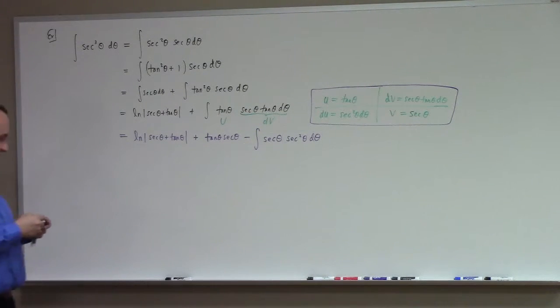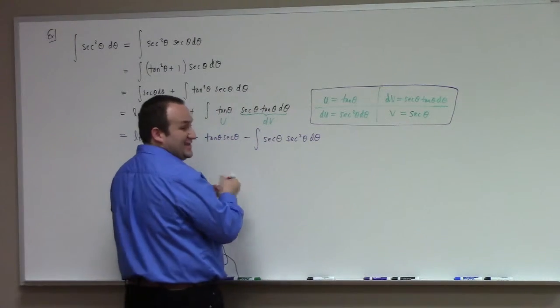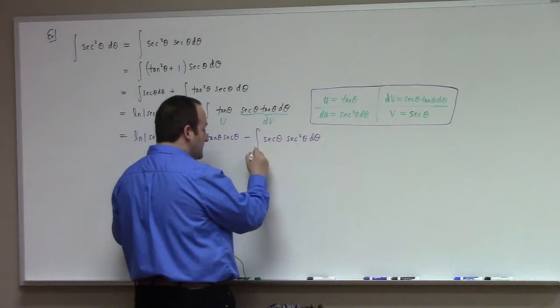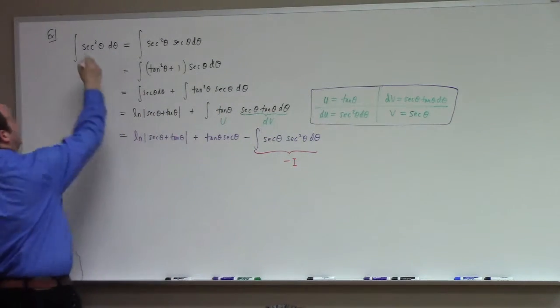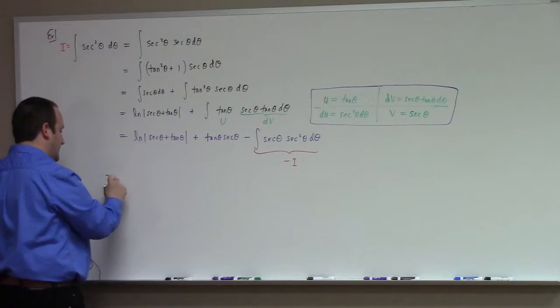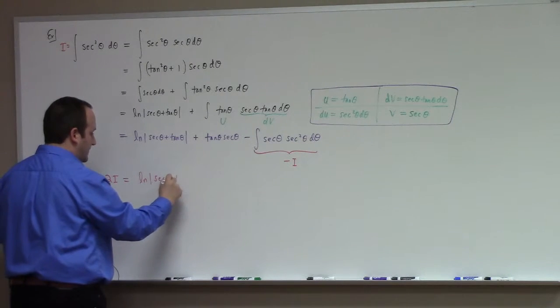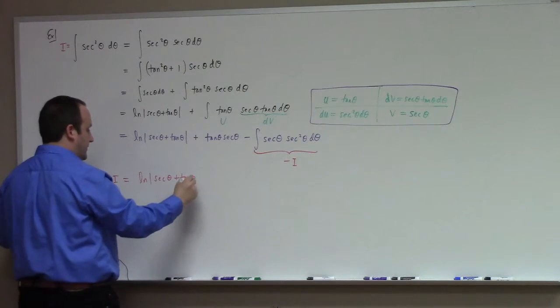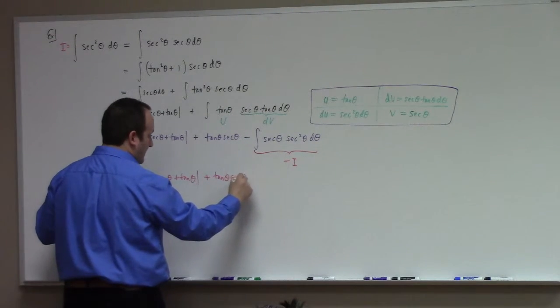Oh, hey, and now we're done. You see, because as you guys were just pointing out, that's secant cubed theta. That's what we're after, right? So here's minus the integral that we started. Here's the integral that we started. So you do algebra, and you get 2 times the integral is equal to the natural log of the absolute value of the secant theta plus tangent theta plus tangent theta secant theta.